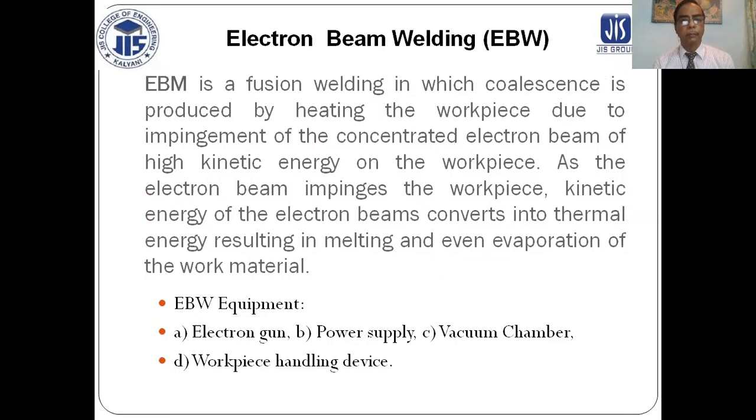Electron beam welding is a fusion welding process in which coalescence is produced by heating the workpiece due to impingement of a concentrated electron beam of high kinetic energy on the workpiece. As the electron beam impinges on the workpiece, the kinetic energy of the electrons converts into thermal energy, resulting in melting and even evaporation of the material. Electron beam welding equipment: electron gun, power supply, vacuum chamber, workpiece handling device.